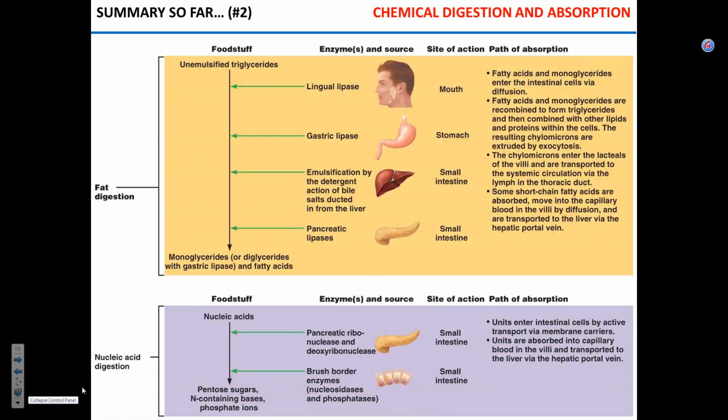Fat is broken down in all three locations: mouth, stomach, and intestines. Right? In the mouth, it's lingual lipase. In the stomach, it's gastric lipase. In the duodenum, it's pancreatic lipase. Right? And then, remember, those products of breakdown have to be emulsified. They have to be packaged in the micelles.